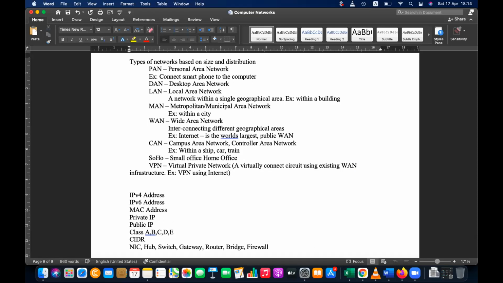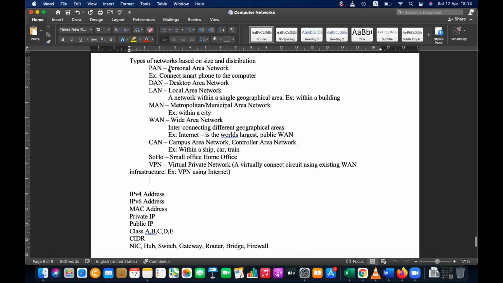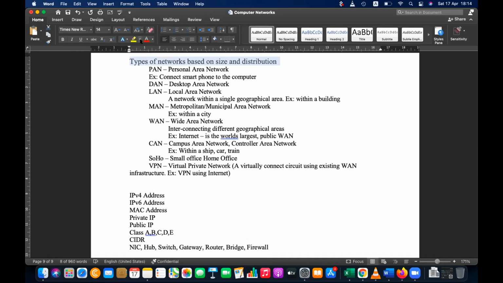That is an existing public network. But using that, you can create something similar to a private Facebook group, where you are still using the public Facebook contacts, but your group is private and no one else can visit. So VPN is something like that. You create your own network that no one else can access, but you are using the public infrastructure or public network. That is called VPN. Okay, so these are the general terminologies related to distribution and size.